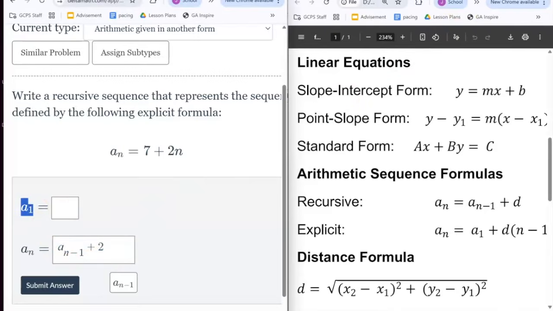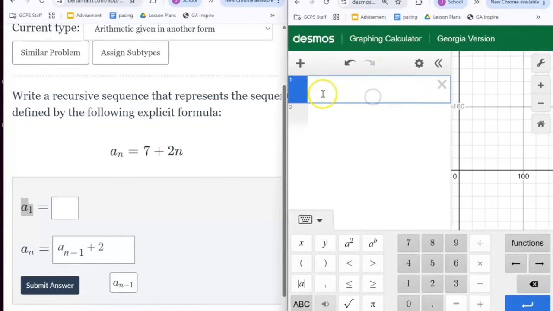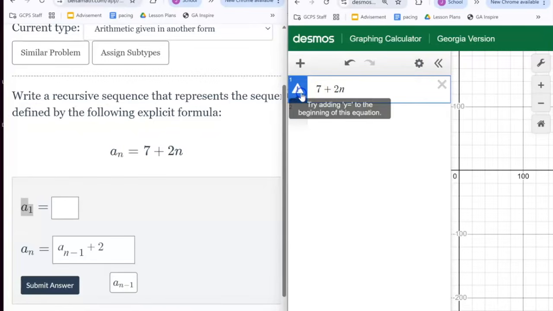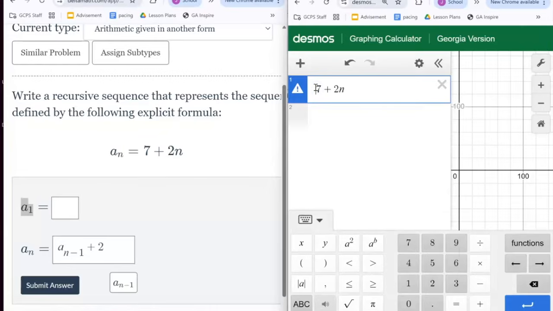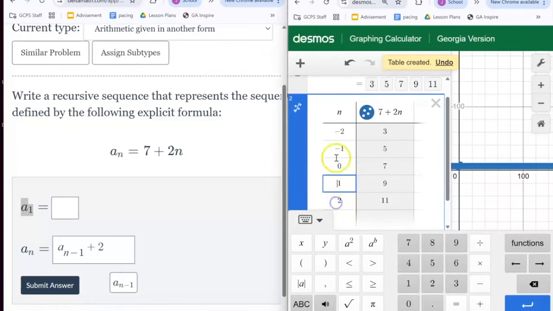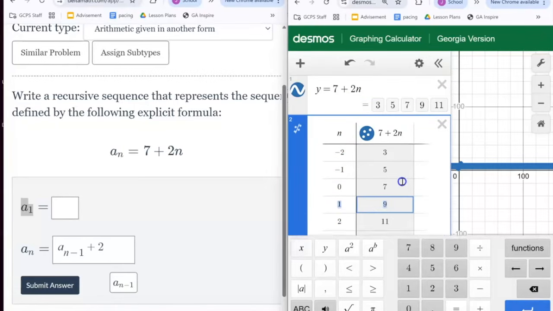Okay, so let's go ahead and put this into the calculator so there's absolutely no confusion at all. Just type it after the equal sign because it doesn't recognize this a sub n piece. All right, go ahead and make it the table. And okay, it's not making it a table. There's an error. It says try add in y equals. So let's go ahead and add that. Make it a table. And what is my first term? So it's not my negative second term because this is n, right? My first term is 9.